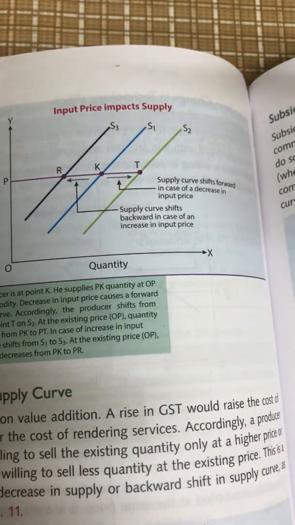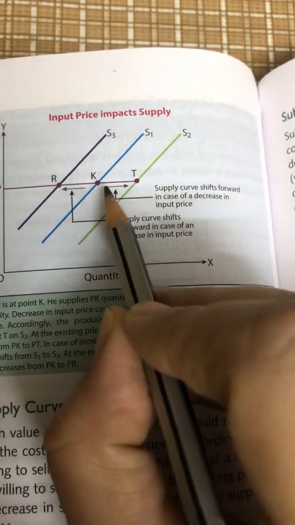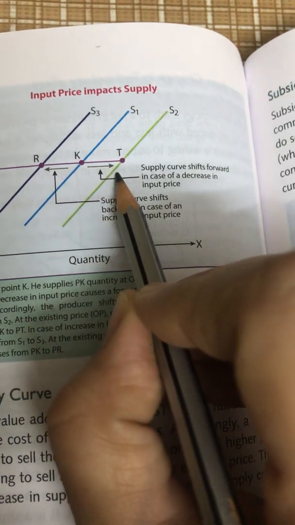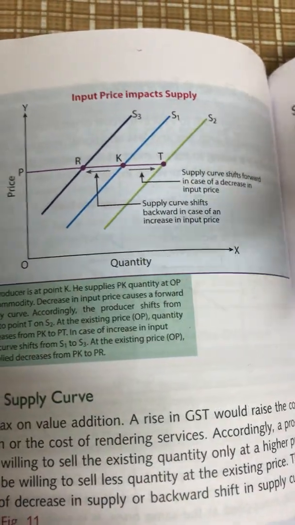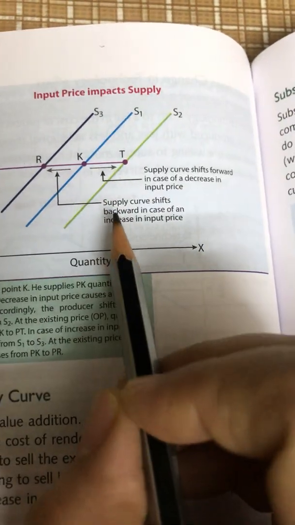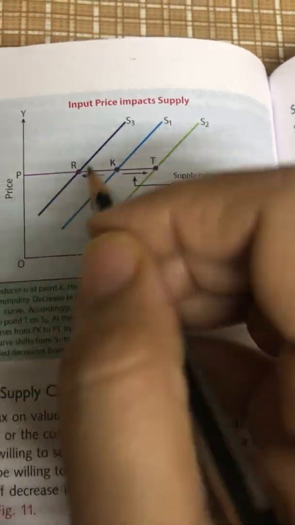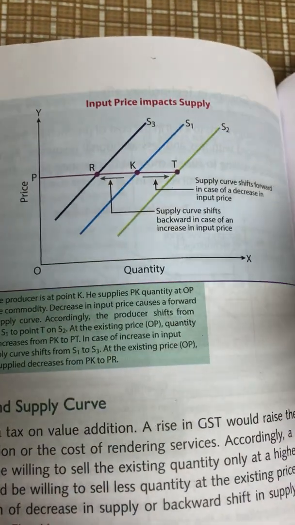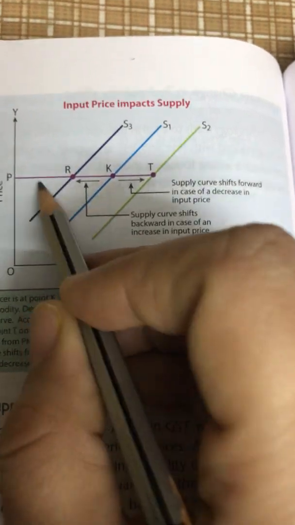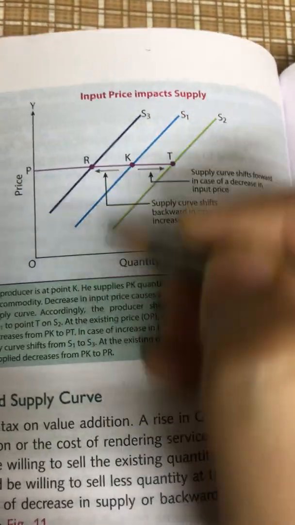If the cost of production or your input price is going down, then you would be willing to supply more at the existing price. That's the reason it's coming forward. Now, if the input price is going up, you would be able to supply less at the existing price. So the supply curve shifts backward in case of an increase in input price. If your input price is increasing, then definitely you would be in a position to supply less at the existing price.